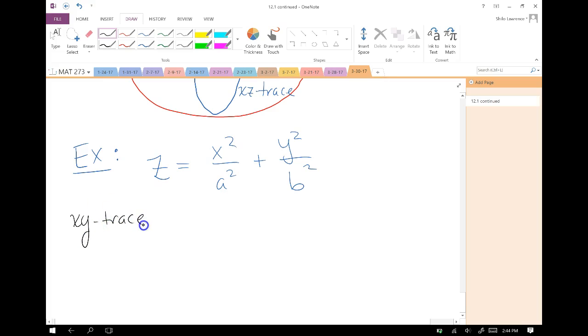And I don't get that by plugging in z equals 0. I get that by plugging in z equals 1. Because the rule for a trace is not plug in 0, it's plug in a constant. It's a cross section. Z equals 0 is just a really convenient one usually, but it's not the rule. Now for our other two traces, I would use 0.